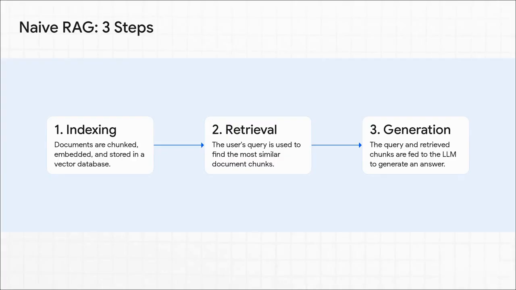How does it work? Well, first up is indexing. This is where you take a big pile of documents, chop them up into smaller chunks, and turn them into numerical representations. We call those embeddings, and store them in a special vector database. Step 2 is retrieval. Your question gets turned into a number too, and the system hunts for the document chunks that are the most similar, mathematically speaking. And finally, generation. The original question and those chunks you just found get sent to the LLM, which uses them to craft a context-aware, fact-based answer.